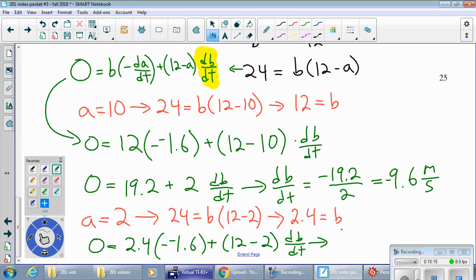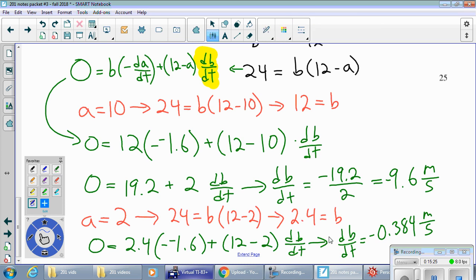So dB/dt equals negative 0.384 meters per second. And so you can see what that means as the person gets closer and closer to the wall, right? 10 meters from the wall versus only 2 meters from the wall. The shadow's length is changing rapidly in the beginning and then very slowly at the end.